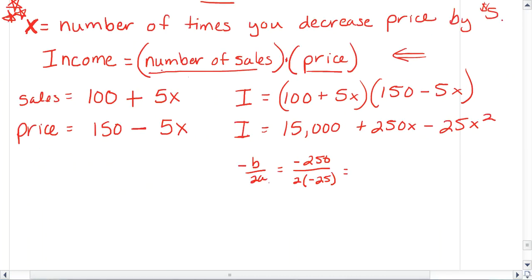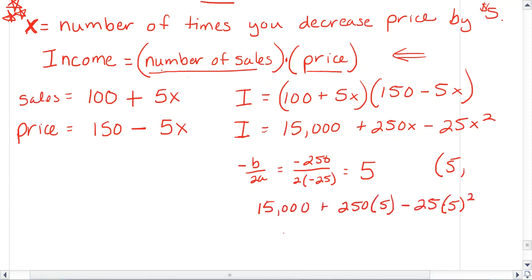So again, doing the minus b over 2a, I end up with that the x value of the vertex is 5. Now we need to find the y value of the vertex, so we're going to plug in the 5 to this quadratic. And if I did my math right, I came up with 15,625. So now we have our vertex.